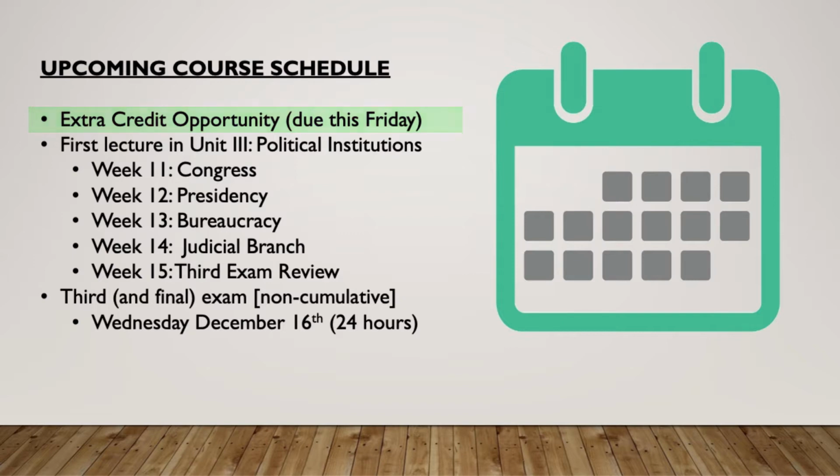So today marks the first lecture of Unit 3, American Political Institutions, and today we'll be discussing special interest groups and lobbying. Over the next 4 weeks, we will cover each of America's political institutions in detail, including Congress, the presidency, the bureaucracy, and the judiciary. The final week of class will be reserved for exam review, and then we will wrap up the course with the third and final exam on the last day of class, December 16th.